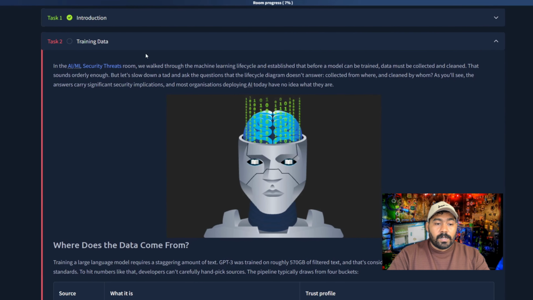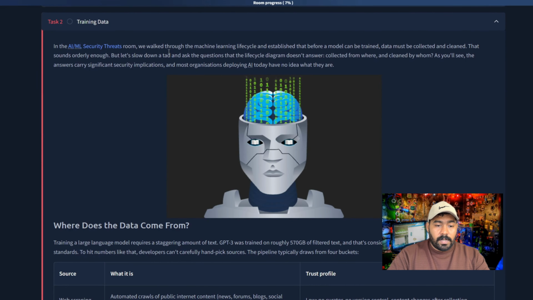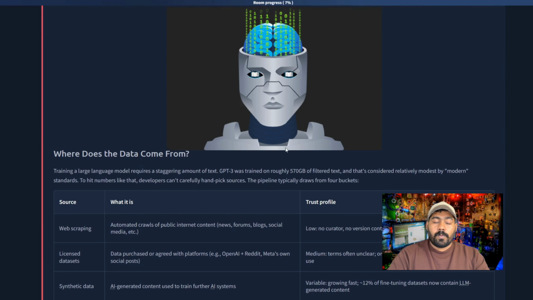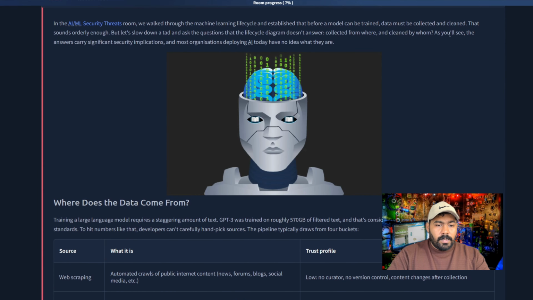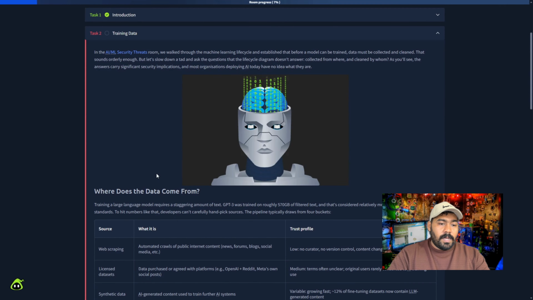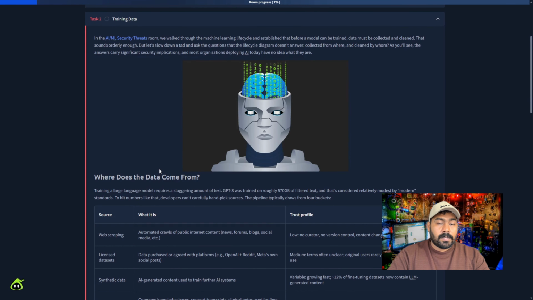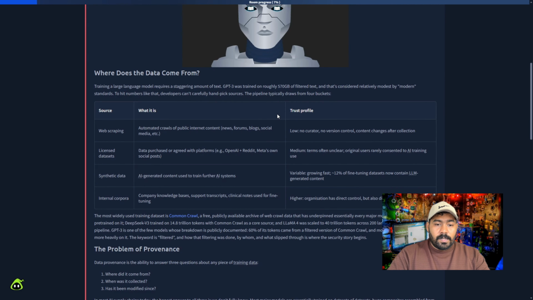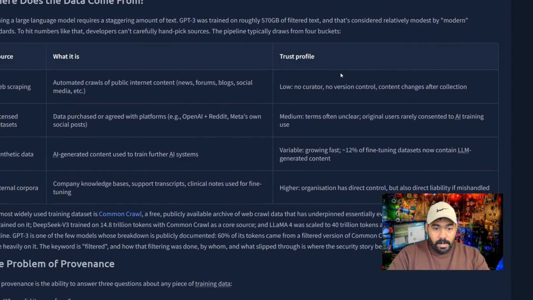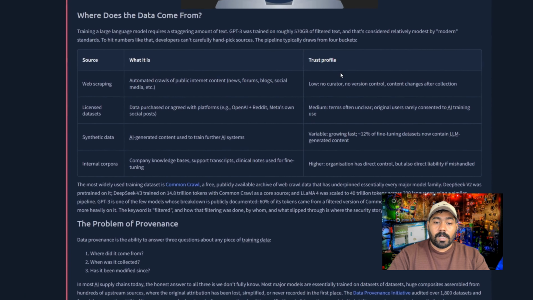Task two is where the real content starts. Where does the data come from? The room asks a question that most people never think about: collected from where, and cleaned by whom? That's the key question. The room explains that the pipeline typically draws from four buckets, and there's a table here with the source, what it is, and the trust profile. So let's understand this.